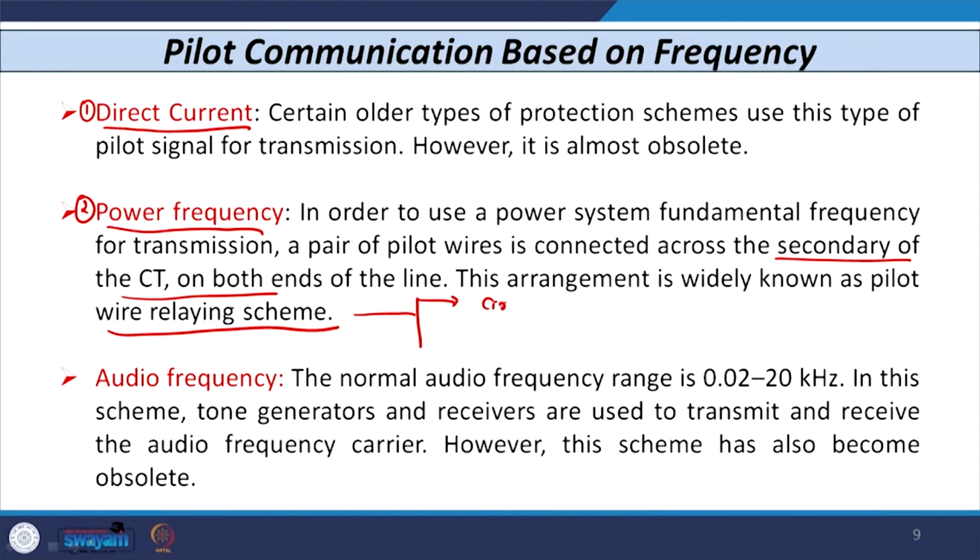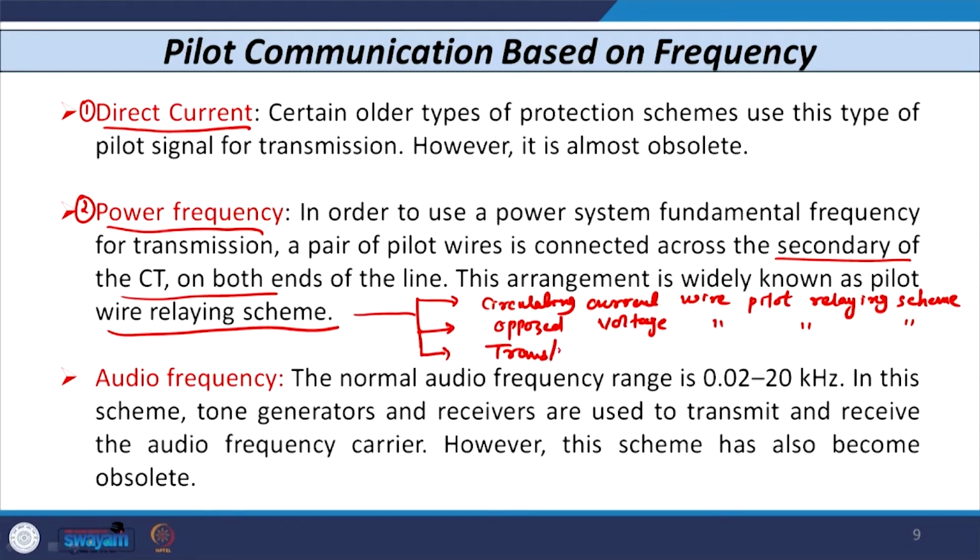One is known as the circulating current wire pilot relaying scheme. The second is known as the opposed voltage wire pilot relaying scheme, and the third is known as the translay type scheme. This scheme is again divided into 3 parts, but anyway, if we understand the concept of the circulating current wire pilot relaying scheme, the working of the other 2 schemes remains almost similar.